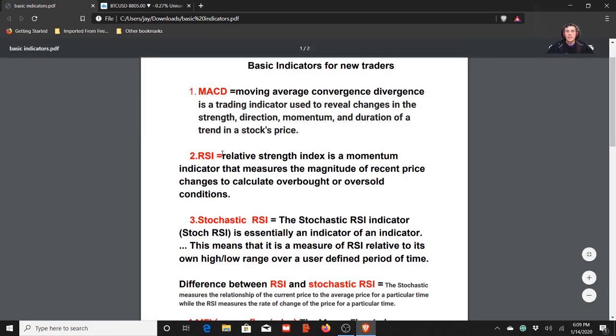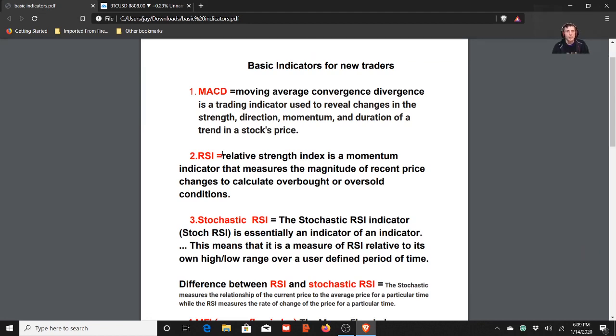All right, our next one is the RSI, Relative Strength Index. It's a momentum indicator that measures the magnitude of recent price changes to calculate overbought and oversold areas.